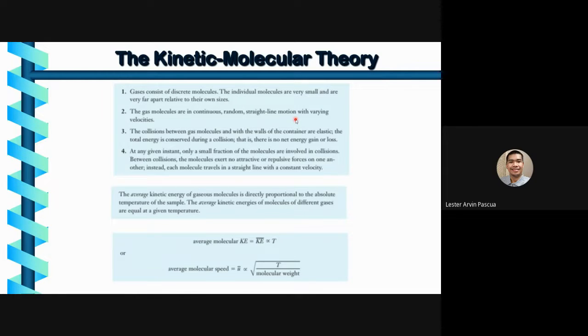Tapos, ayan. So, at a given instant, only a small fraction of molecules are involved in collisions. So, hindi natin kinoconsider attractive and repulsive forces. Okay, so given these assumptions, yung average kinetic energy daw ng gaseous molecules mo ay directly proportional dun sa absolute temperature mo of the sample. Okay? Alright.